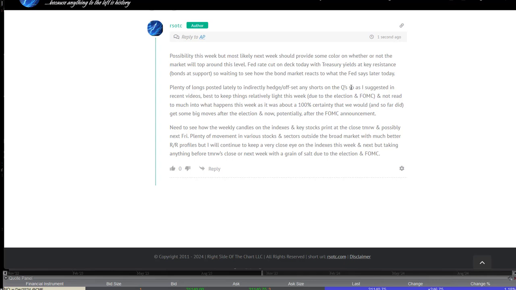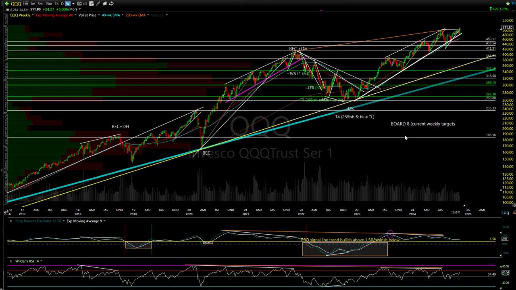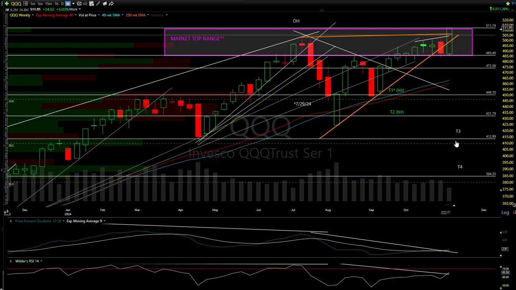This week's candle closes at 4 p.m. tomorrow, and then next week's candle, which I'd really like to see, because I don't think we're going to have a lot of color, or clarity, if you will, this week. When I look at the market top ranges, here we go. This was it, unchanged since then, 511.74. You can call that 512 rounded up. We're right there right now.